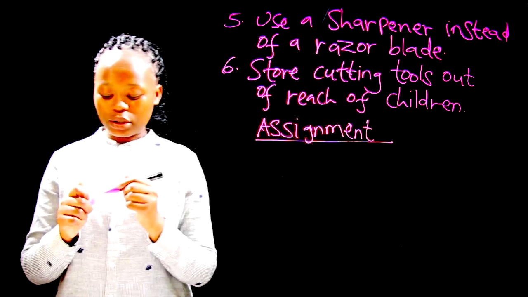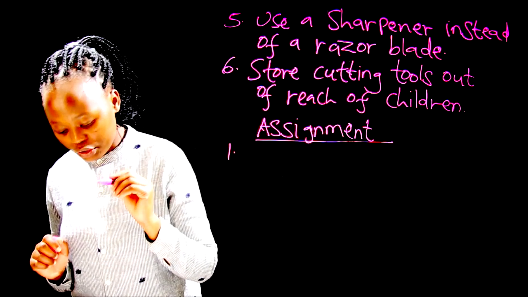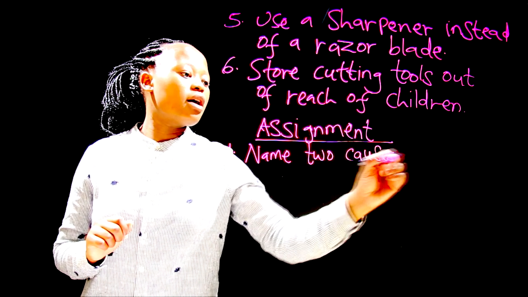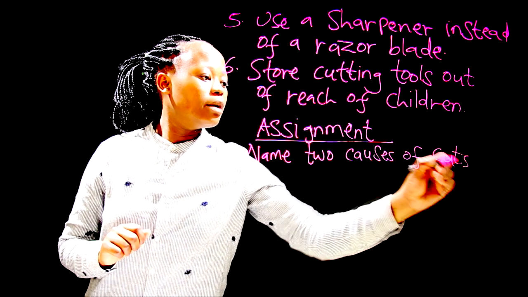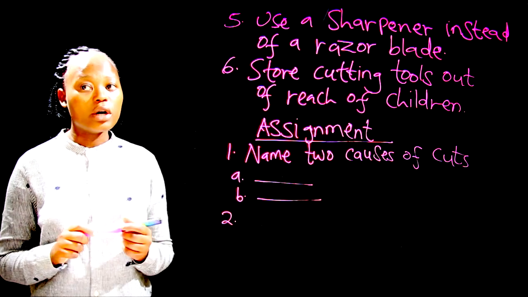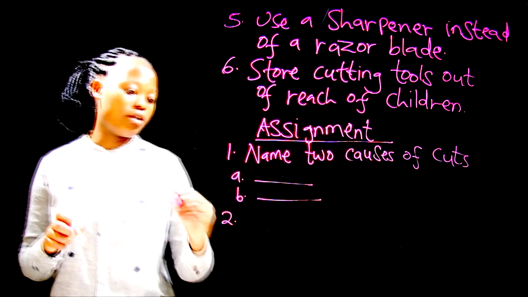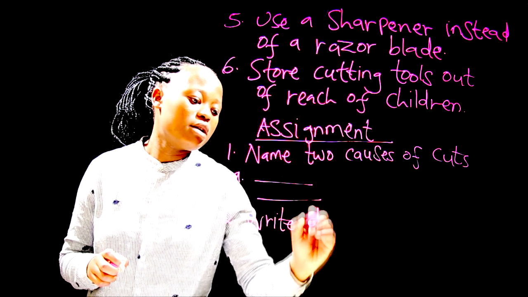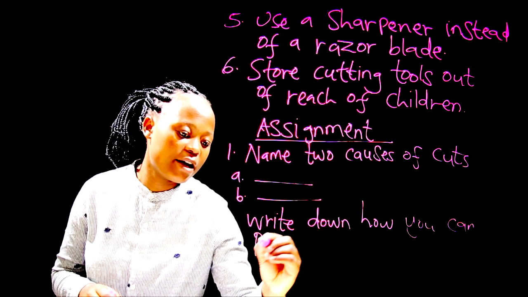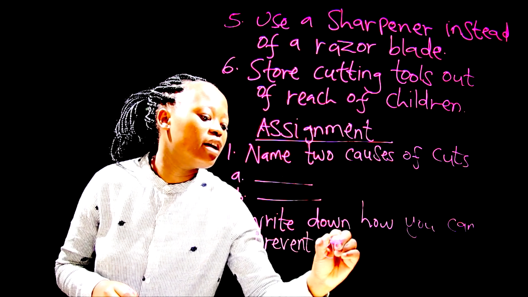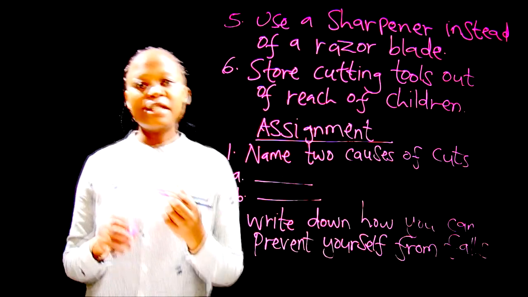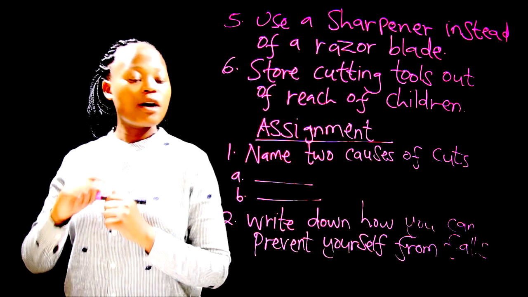I want you to go and name 2 causes of cuts, A and B. Then number 2, I want you to go and write down how you can prevent yourself from falls.